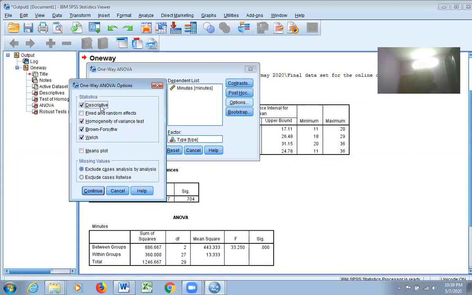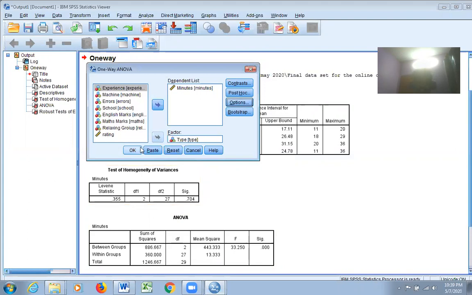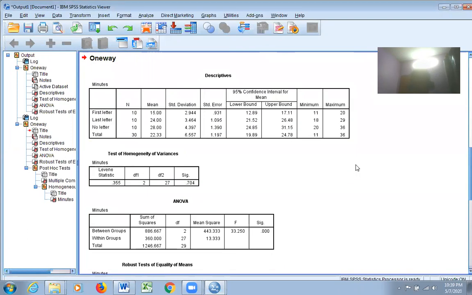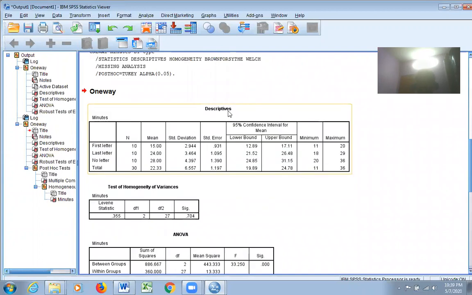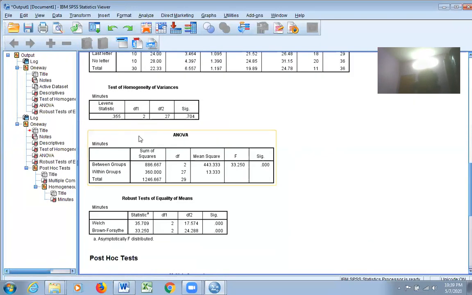That means the options I selected were descriptive, homogeneity of variance, Brown-Forsythe, and Welch. Continue and then OK. So same test, same variables. I added one more option by name, post hoc. Let us see the result now. Descriptive table, homogeneous variance. ANOVA says that there is a difference, but we wanted to find out between which two groups there is a difference.